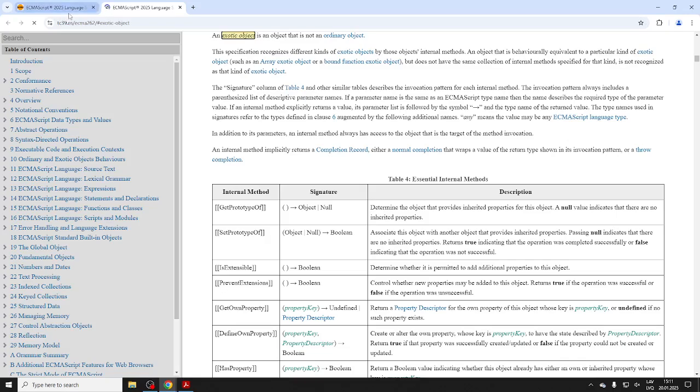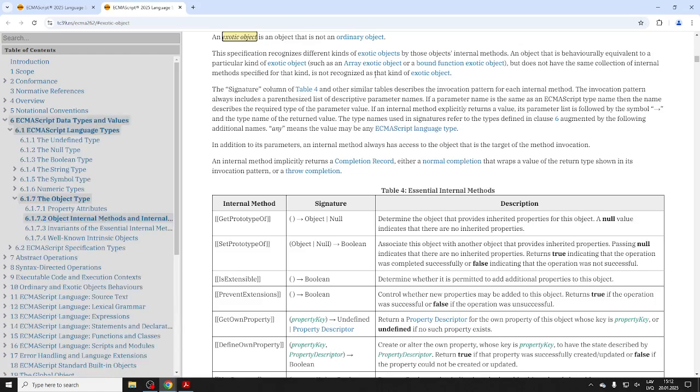Exotic objects. I like that name. Basically, it's an object, but it's not an ordinary object. It's not a normal object. So with arrays, underneath there's an object, a prototype object, but it has some extra things, extra limitations and extra methods. So it extends it, with different types.